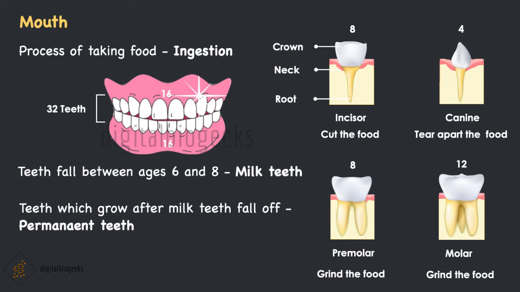The new set of teeth that grow when the milk teeth fall off is known as permanent teeth. The teeth will be there for a very long time. These are the second set of teeth in humans.